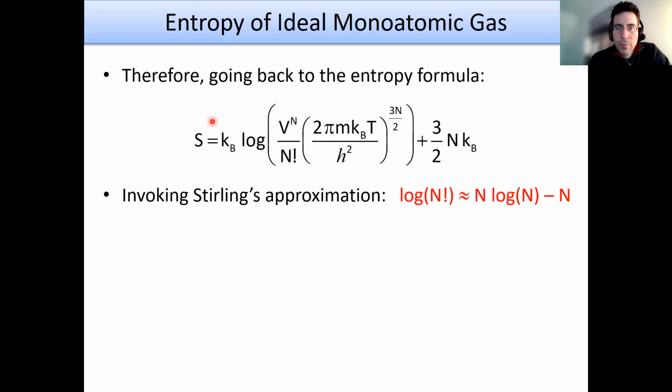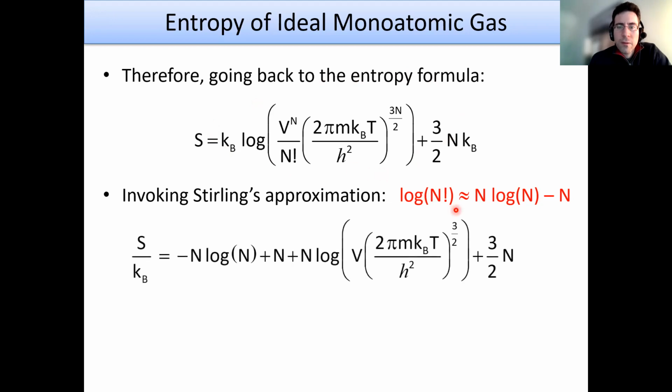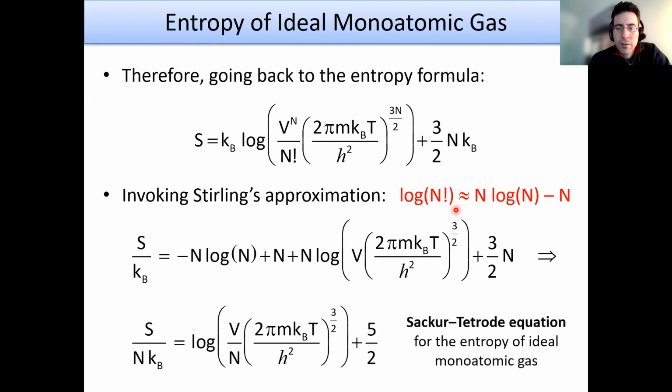So going back to this, if you apply the Stirling approximation and you do a little bit of math, you're going to end up with this equation, which is another famous equation. It's called the Sackur-Tetrode equation for the entropy of the ideal monatomic gas. Again, you might have seen this. This is less famous than the ideal gas law, but this is also one of the well-known equations in the study of gaseous systems.